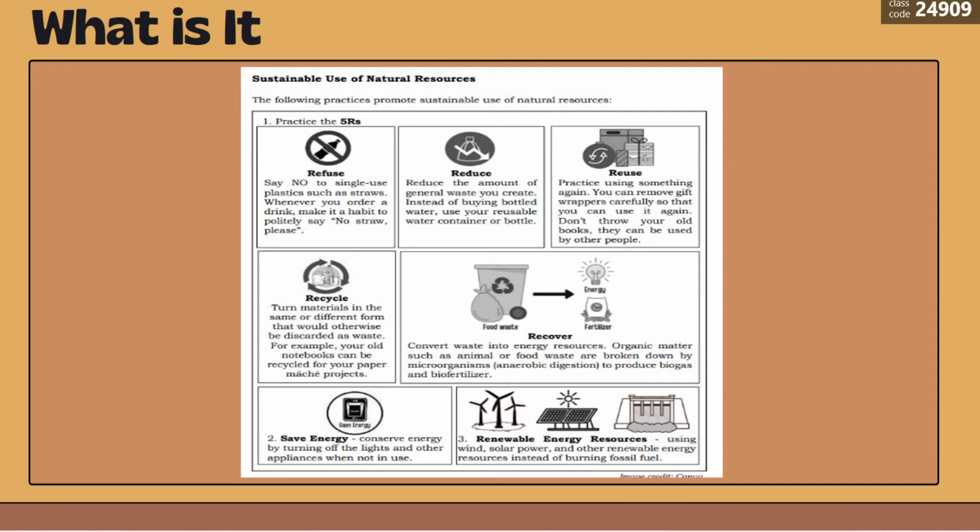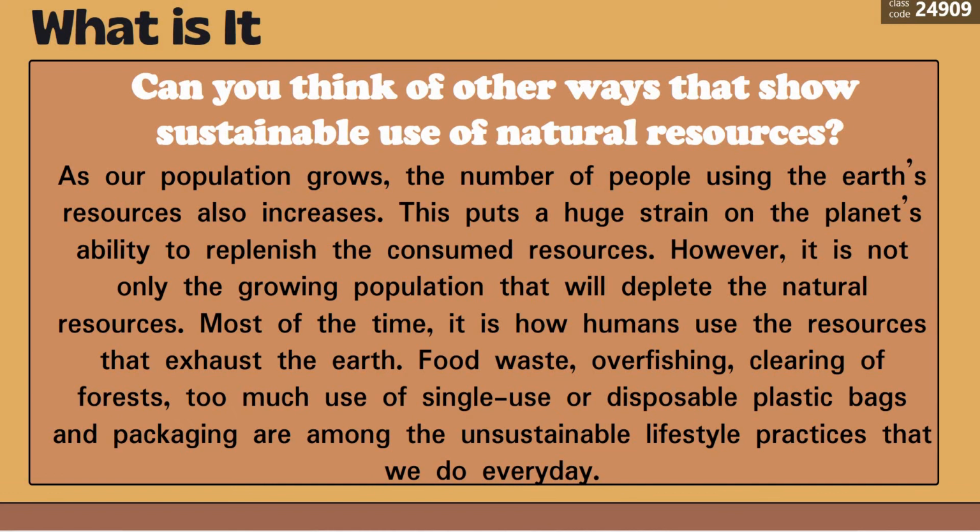For number 3, renewable energy resources. Use wind, solar power, and other renewable energy resources instead of burning fossil fuel. Okay? So this is all about practices that promote sustainable use of natural resources. Can you think of other ways that show sustainable use of natural resources?